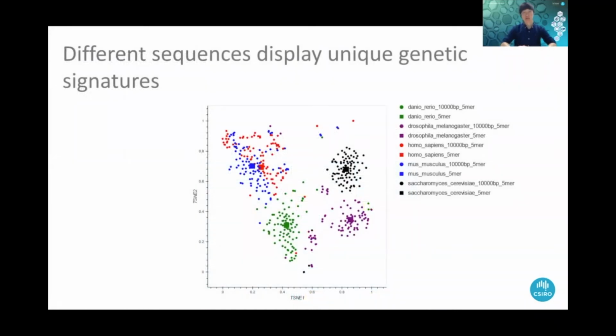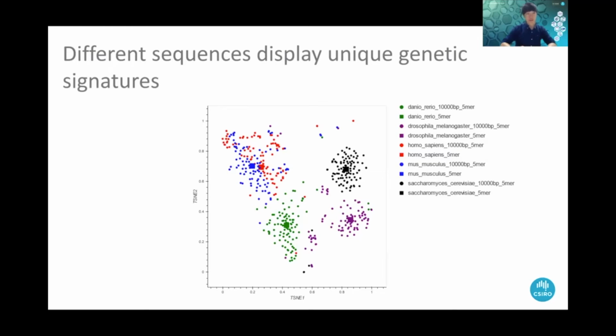So to demonstrate that closely related sequences have genomic signatures that are similar, and that distantly related sequences have genomic signatures that are different, we first analyzed the genomic signatures of different eukaryotic genomes, namely yeast, Drosophila, zebrafish, mouse, and human. And so for each genome, we calculated their genomic signature. We also randomly sampled 100 10,000 base pair regions from each genome and calculated the genomic signature of each region. And finally, we analyzed all the genomic signatures using t-SNE and plotted the first two components to visualize the results.